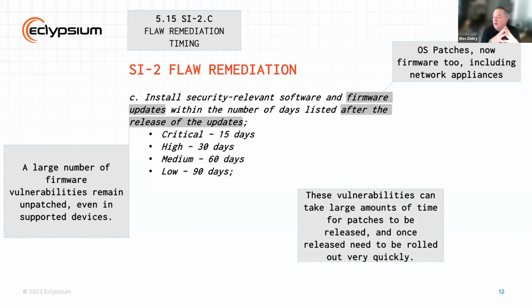So ultimately, though, these vulnerabilities take a long time to be released. And once they are released, we need to be prepared and have processes in place to roll out these updates very, very quickly. So in this case of something like a critical update, which often applies in things like SSL updates and things like that, we need to be able to roll those out within 15 days after their release, which is very expeditious, especially when we have devices that are in the field connected over LTE and things like that.